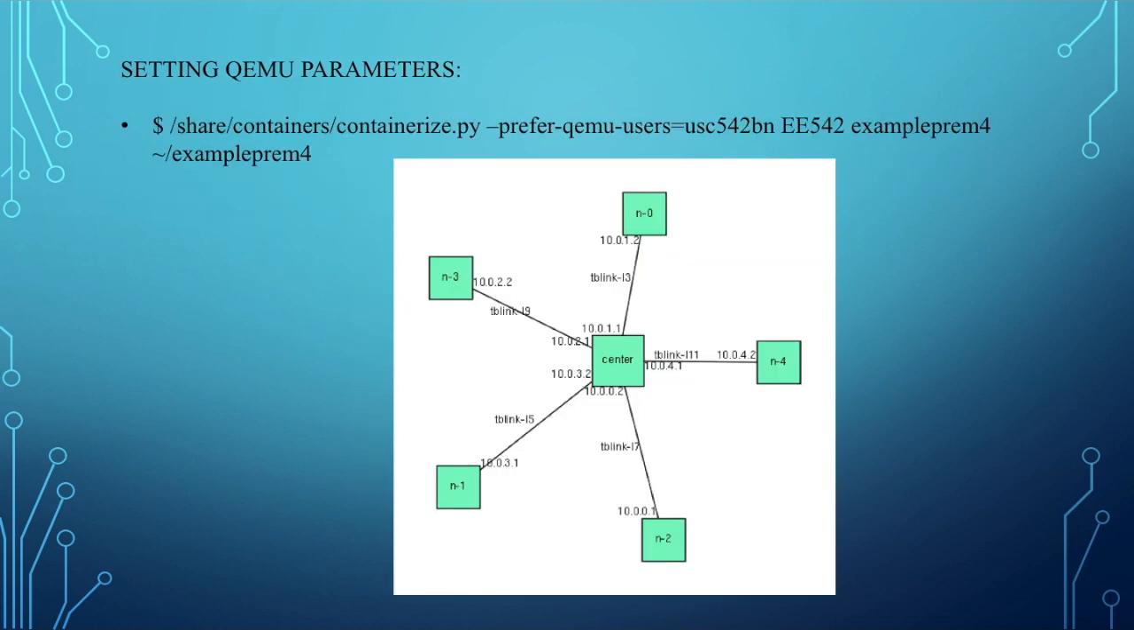Then the next thing is setting QEMU parameters. QEMU can generate a maximum of 7 nodes. I have used 5 nodes in my experiment, and these are the 5 nodes that have been generated, and this is the command that has been used.